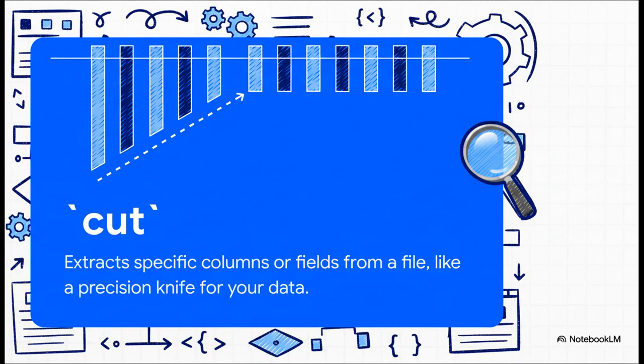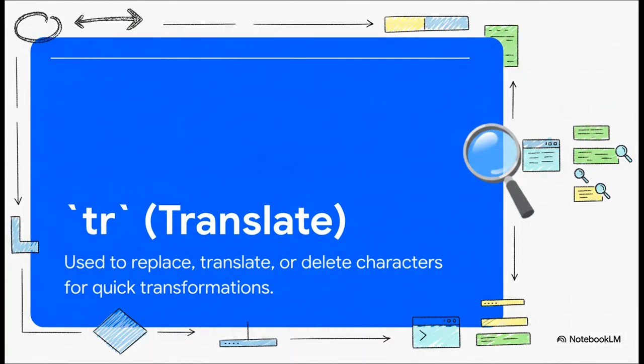First up, cut. And yeah, it's pretty much a precision knife for your data. Imagine a big data file, like a spreadsheet. Cut lets you slice it up and grab only the columns you actually care about. For example, you could take a huge file of user data and just cut out their email addresses, ignoring everything else. It is perfect for isolating exactly what you need. Next is tr, which stands for translate. This is your go-to tool for simple character-by-character changes. Need to convert a whole file to uppercase? tr can do it. Need to delete every single number from a string? tr is your tool. It's simple, it's fast, and it is incredibly useful.